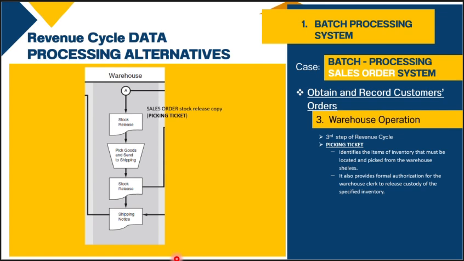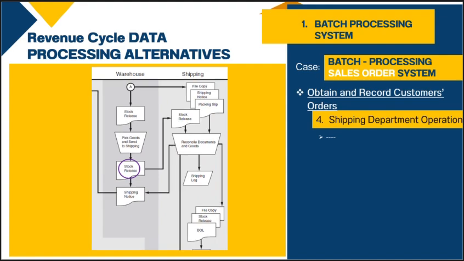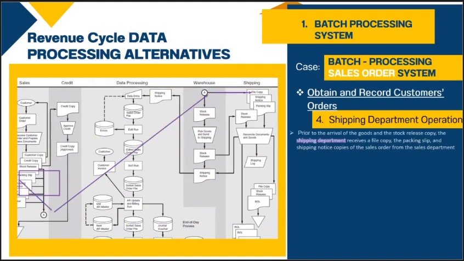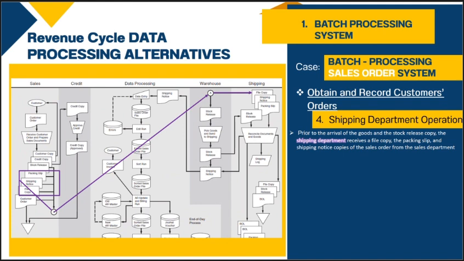And then if there are circumstances where items are out of stock, the out of stock items are noted on the stock release copy. And now the stock release travels with the goods to the shipping department. Prior to the arrival of the goods and the stock release copy, the sales department also releases copies to the shipping department. The copies sent to the shipping department contain the file copy, the packing slip, and the shipping notice of the sales order. The packing slip travels with the goods to the customer to describe the content of the order.